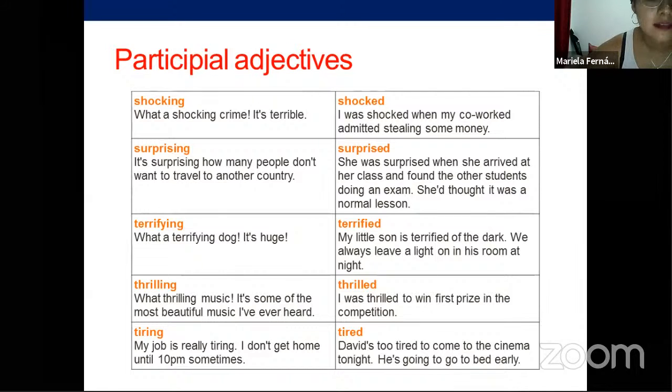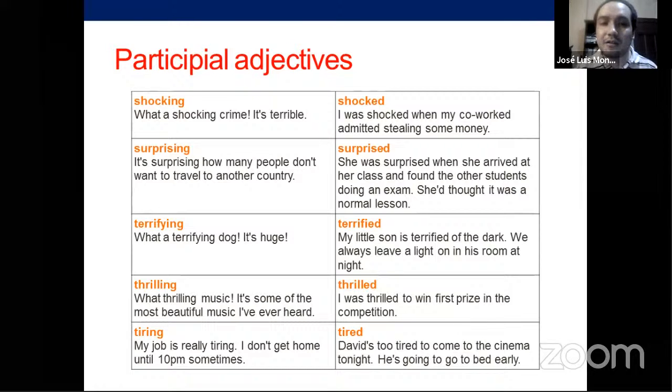Terrific, terrific, thrilling, thrilled, tiring, tired. Thank you very much, Mariela. Again, as always, I'm always going to make the corrections at the end. So, almost good. Perhaps these two words, right? Or the three words you have there. Shocking, shocked, good. Surprising, surprised. I think it was good, right?